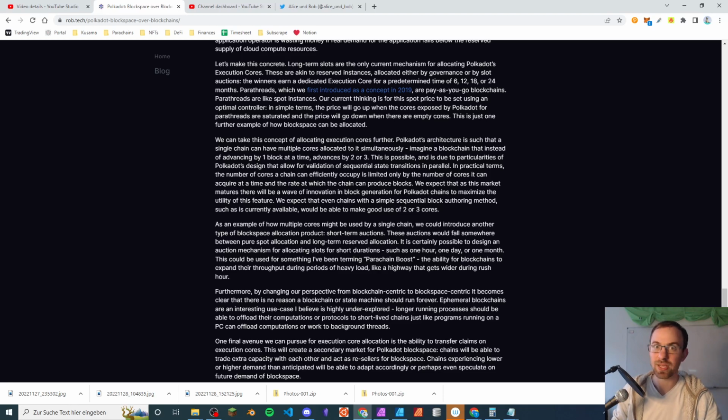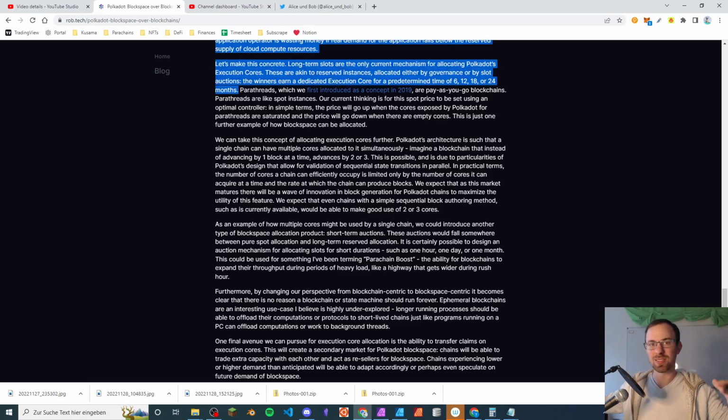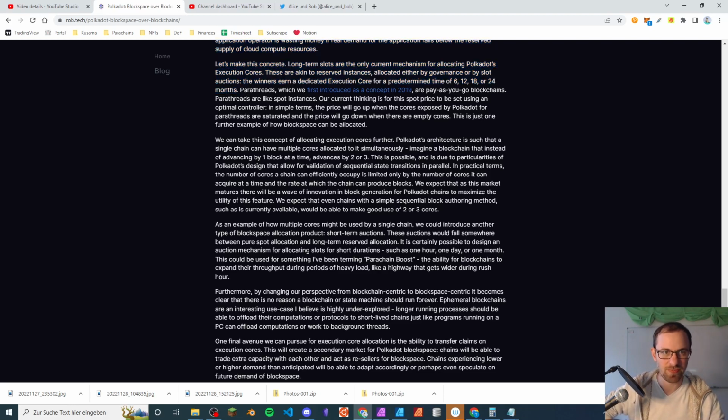Long-term slots, parachain slots, are the only current mechanism for allocating Polkadot's execution cores. These are akin to reserved instances, allocated either by governance or by slot auctions. The winners earn a dedicated execution core for a predetermined time of 6, 12, 18, or 24 months. Okay, so any parachain that wins a slot basically wins a subscription, or a reserved instance, of an execution core that generates block space over a fixed period.